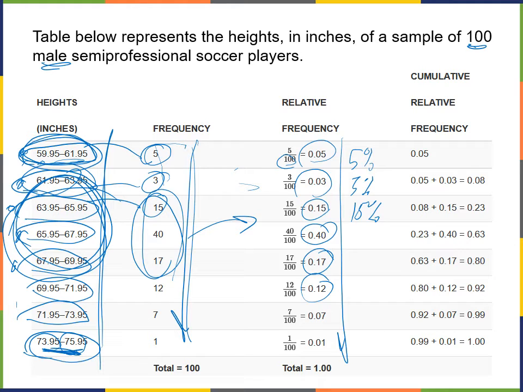If you want to do cumulative relative frequencies, you would just add up all these relative frequencies as you go, and you continue to add. 5%, 3% gives you the 8%. Add another 15% on that, you get 23%. Add another 40, you get 63%, etc.